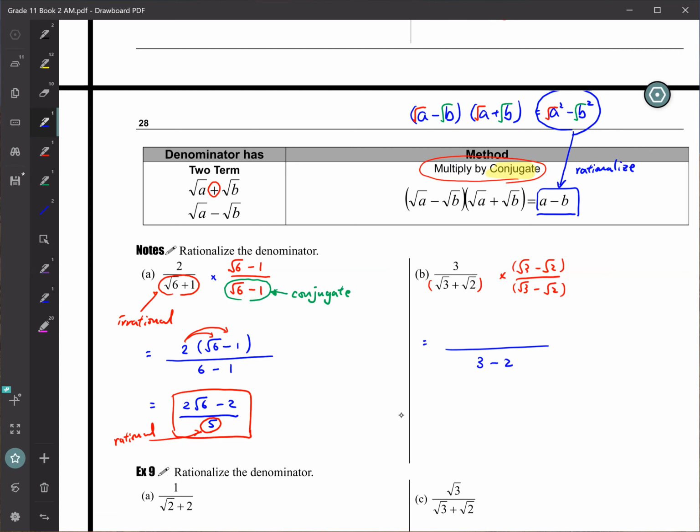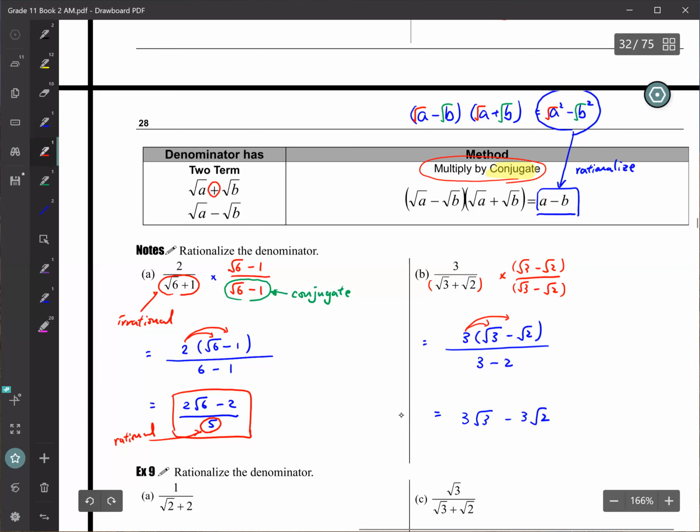Now for the numerator, all you need to do is just do the distribution, multiplying. 3 minus 2 is a 1 in the denominator, so nothing to do. So you just expand the bracket on the top. Your final answer is just 3 root 3 minus 3 root 2. Nothing to simplify. Denominator is no more. That's it, okay?